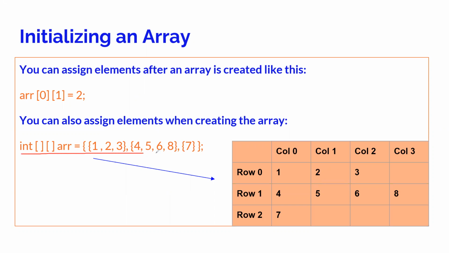You can also do something like this, where when you create the array, you set everything at once. This is kind of unusual, probably not something you do all that often, but it's good to know that it exists, you can do this. In my first row, I have 1, 2, 3. My next one, I have 4, 5, 6, 8. And my last one, I have 7. As you can see, not all of them have the same number of columns, which is okay. You can totally have that.